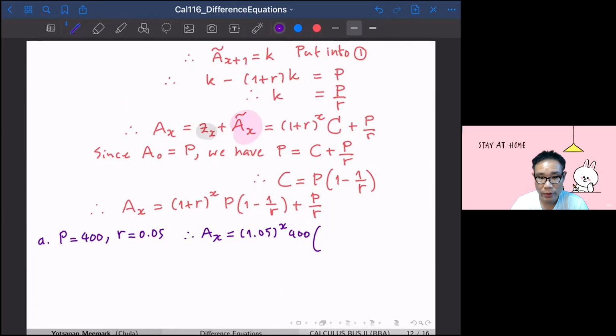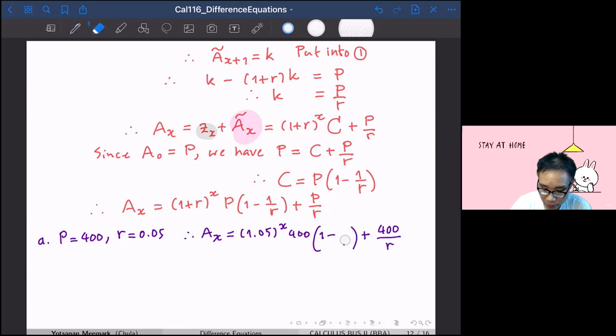Yeah, it should be okay, right? So this one is going to be 400 and you have 1 minus 1 over r. And it's going to turn out to be plus 400 over r. Okay, so this guy will be the thing that we have, and r in this case is 0.05. So it's going to be 1 over r equal to 1 over 0.05.